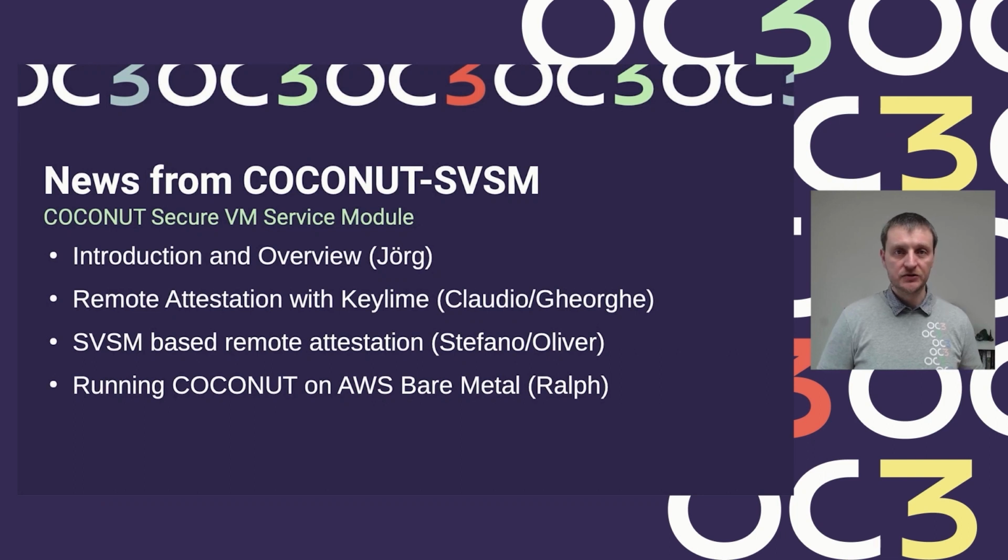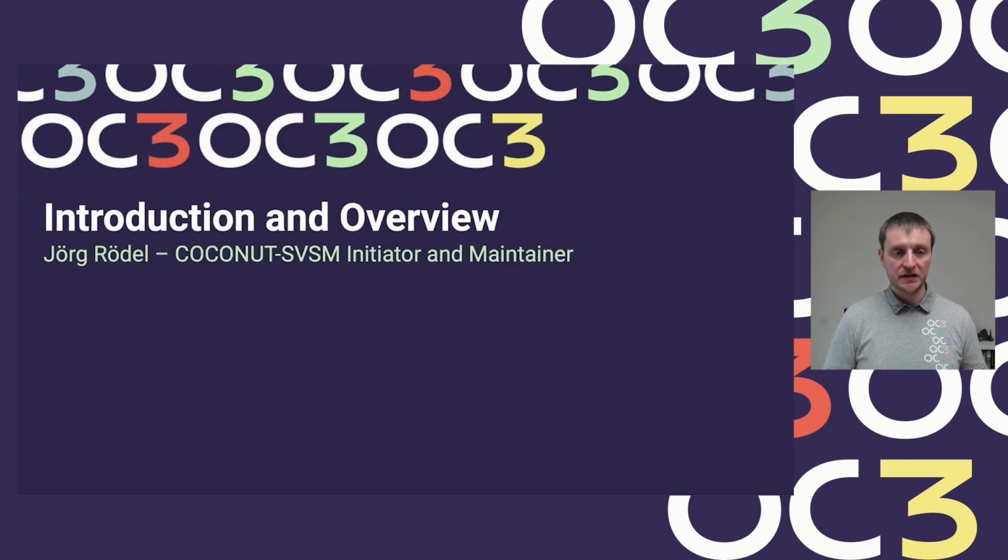This session is divided into 4 parts. It will start with an introduction and overview of the project by me. Part 2 is from Claudio and George from IBM, who will talk about remote attestation with Keylime. Part 3 is from Stefano and Oliver from Red Hat, who will talk about SVSM-based remote attestation. And part 4 is from Ralph from Amazon, who will talk about running Coconut on AWS bare metal instances. So let's get started with the introduction and the overview.